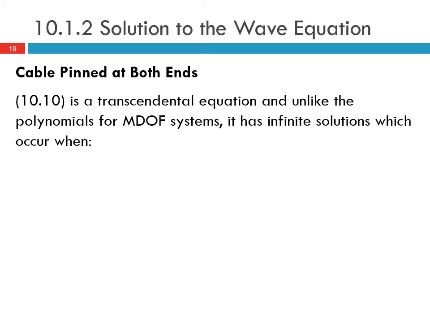Now this form is a transcendental equation, which, unlike the polynomials for multiple degree of freedom systems, has an infinite number of solutions. If you recall, our characteristic equation for a multiple degree of freedom system was a polynomial equation, which had a finite number of solutions. Here we have this transcendental equation, this sine function, that has an infinite number of solutions. Basically these occur when pL over c is equal to n pi, where n is equal to 1, 2, up to infinity.